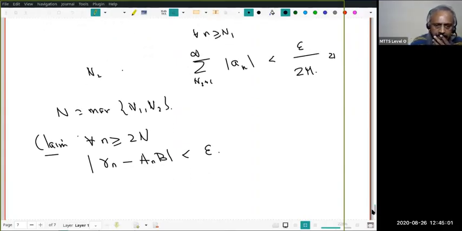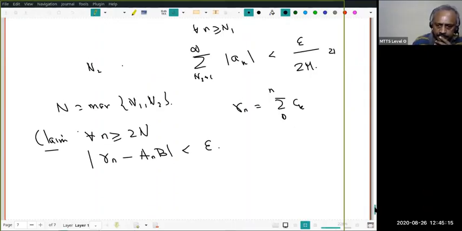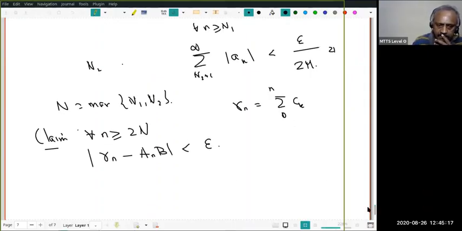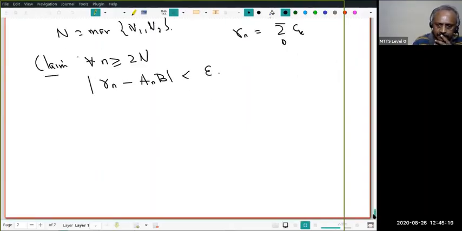Okay, now what is gamma n? Gamma n is the partial sums of the Cauchy product, the summation 0 to n of c_k. Is that all right? Okay, now let's go through the proof.